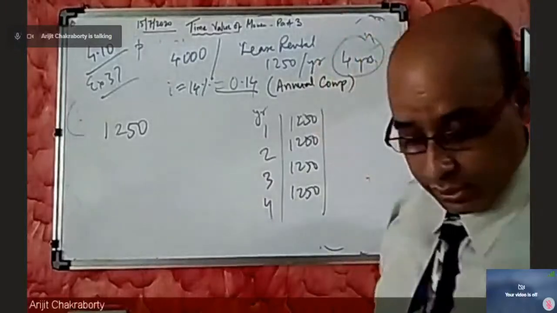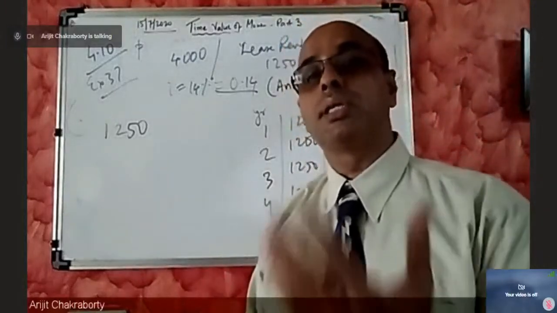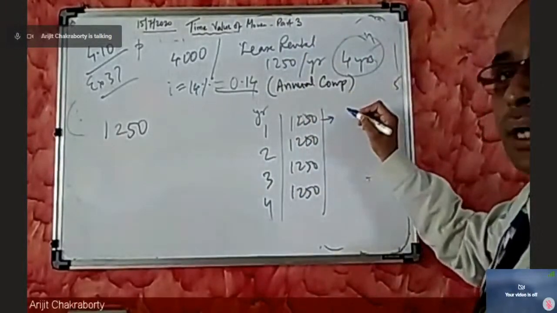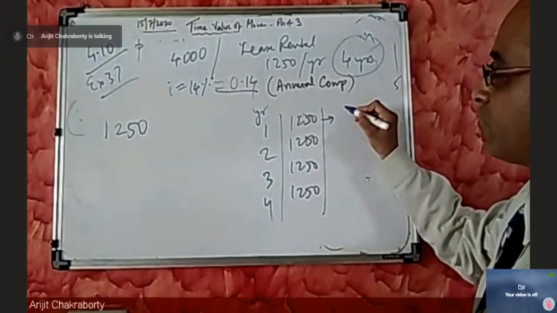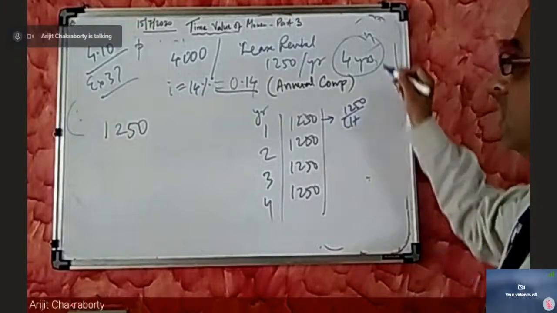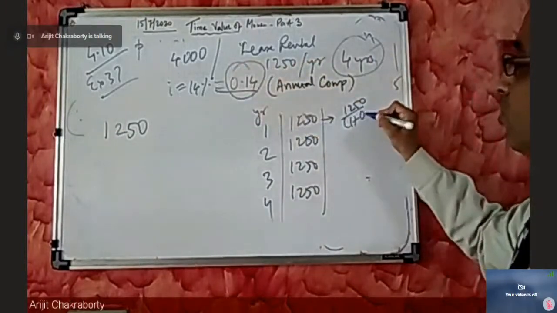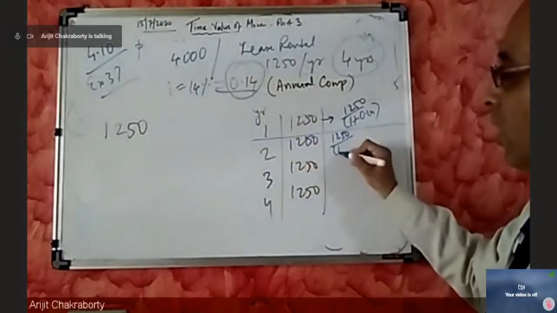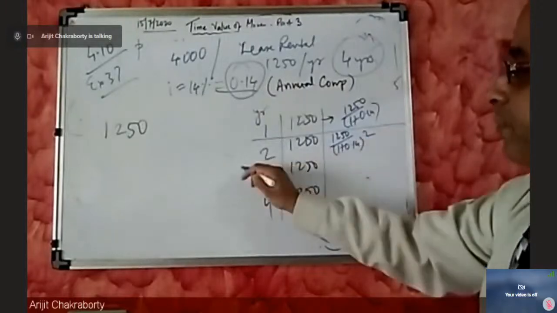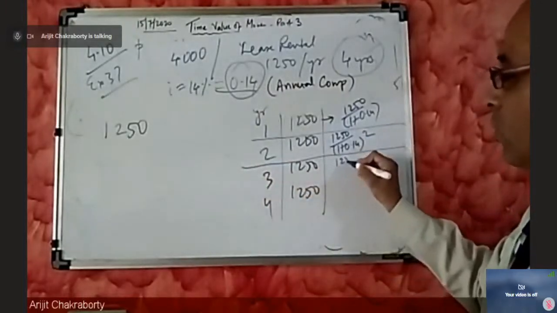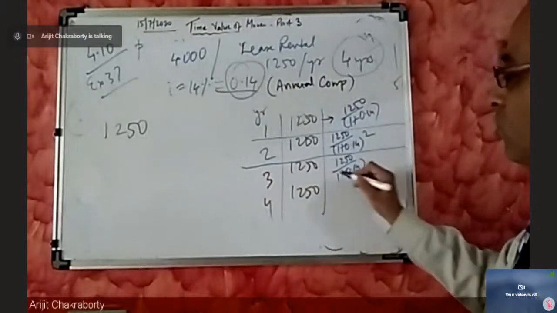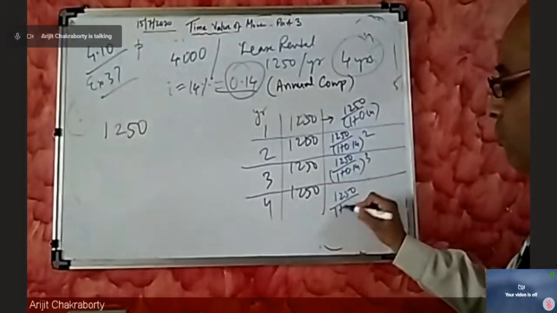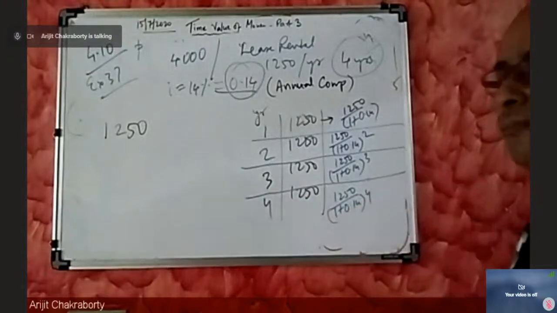Fine. But now that we know time value of money, we have to go for the discounting or the adjustment. What is the adjustment? First year, what you pay is 1250, fine. So the present value is 1250 by (1 plus i), where i is 0.14. First year is done. Second year, 1250 by (1 plus 0.14) squared. Third year, 1250 by (1 plus 0.14) to the power 3. Done. Fourth year, 1250 by (1 plus 0.14) to the power 4.